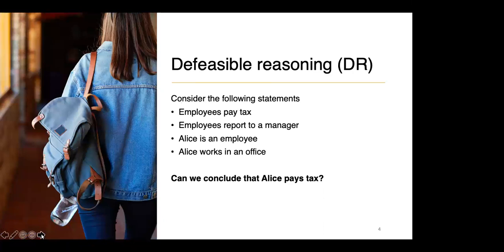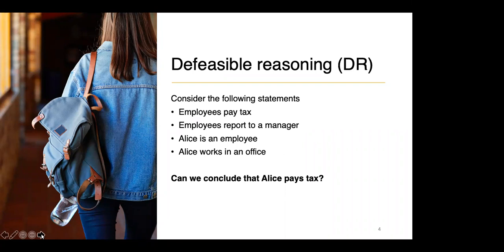In our first example, let us consider the following statements. Employees pay tax, employees report to a manager, Alice is an employee, and Alice works in an office. The question here is, can we conclude that Alice pays tax? In the classical case, the answer is yes, given that Alice is an employee and employees pay tax. And this conclusion will never change in the classical case.